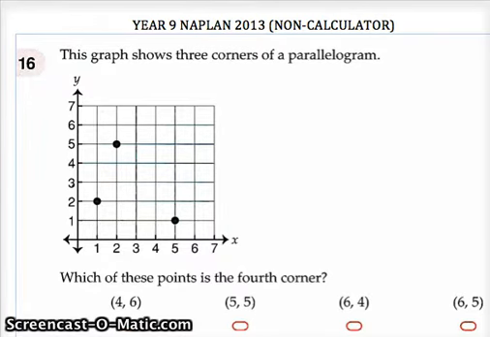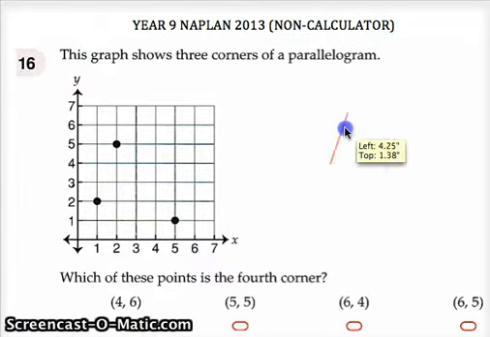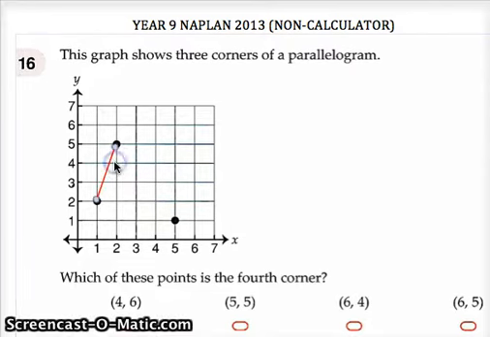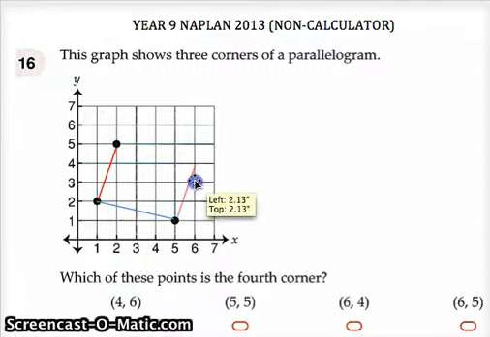Now, we know that with a parallelogram, opposite sides are parallel. So if you want, you can join up the sides that are already there. So I'm joining up these two dots here with a red line and the two dots down here with a blue line. If you want, you can put in the other lines as well.